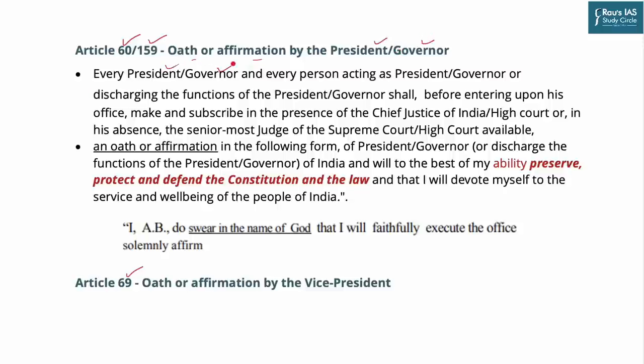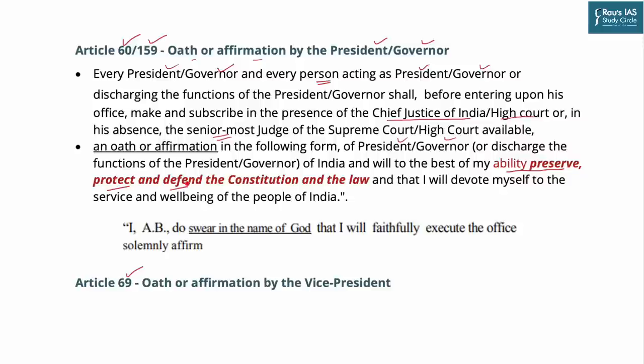Every President and Governor or any person acting in that office will take oath and affirmation with respect to the Chief Justice of India in case of President and High Court Chief Justice in case of Governor. If these are not available, the senior-most judge of the respective court will take the oath. And with this oath and affirmation, President and Governor are going to discharge and will work with the best of their abilities to preserve, protect and defend. Please try to follow these three important terms.